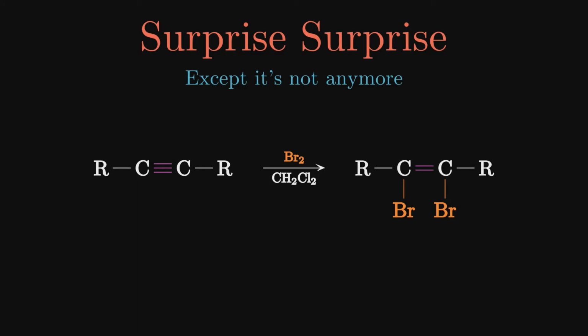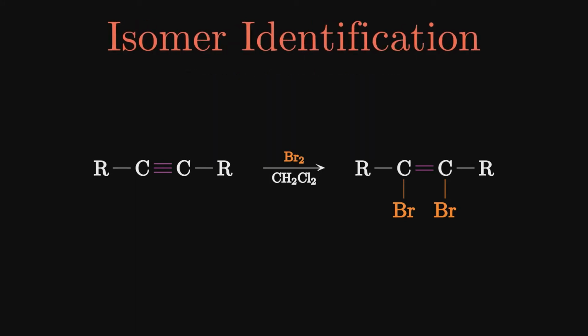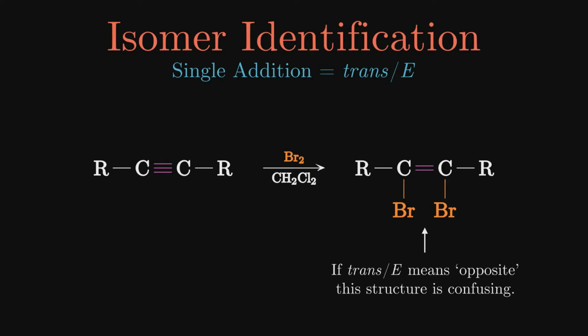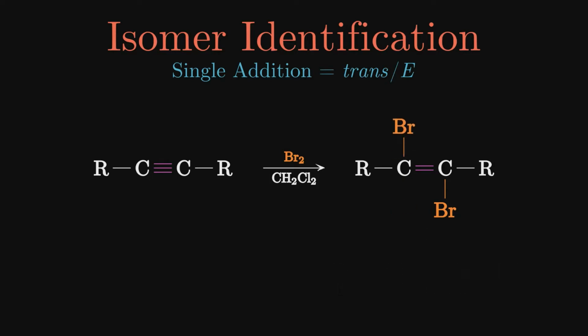Well, with alkenes we can identify the isomer. With a single addition, the dihaloalkene will always be a trans E isomer. The current product I have drawn does a poor job of representing this. So if I switch one of the bromine's locations, then it kind of implies the trans isomer. Of course, I can draw the product differently again, and this may be the clearest.